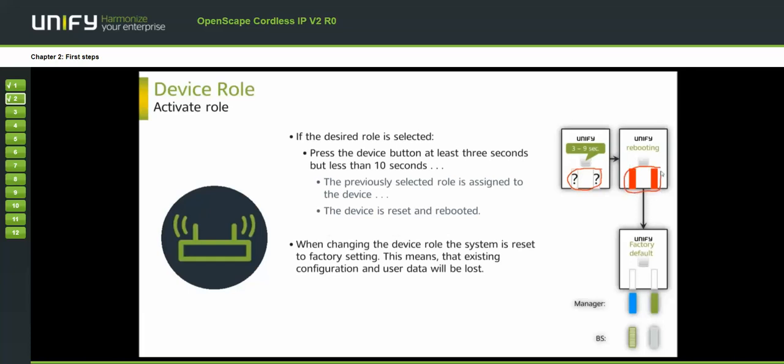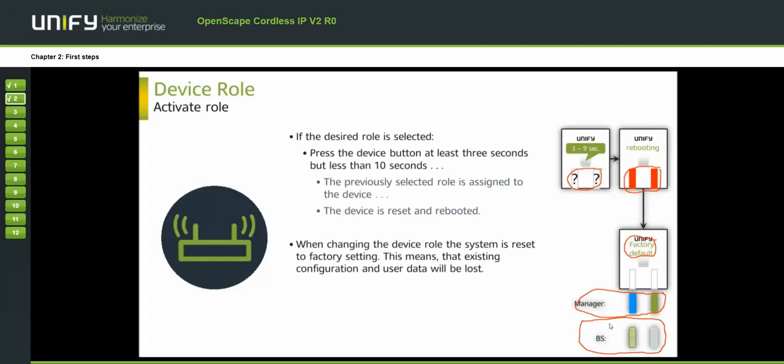The next paragraph deals with the operation hints, which should make your life easier. So we give you some particular and also some general hints about DECT, which can be useful when working with OpenScape Cordless IP version 2. First of all, the patterns of the light emitting diodes, the LEDs. They can show different operational states.